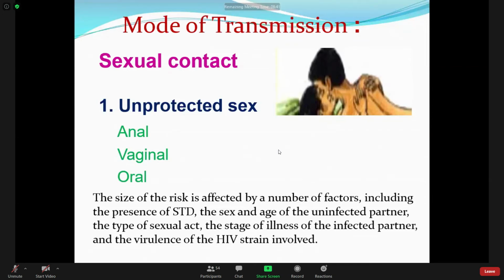So we covered sex and age. Type of sexual act, we already discussed: anal sex or oral sex, then vaginal sex. In oral, vaginal or anal sex, there is tissue destruction or abrasion of the receptive partner. Then the risk of transmission is higher in anal, especially anal.